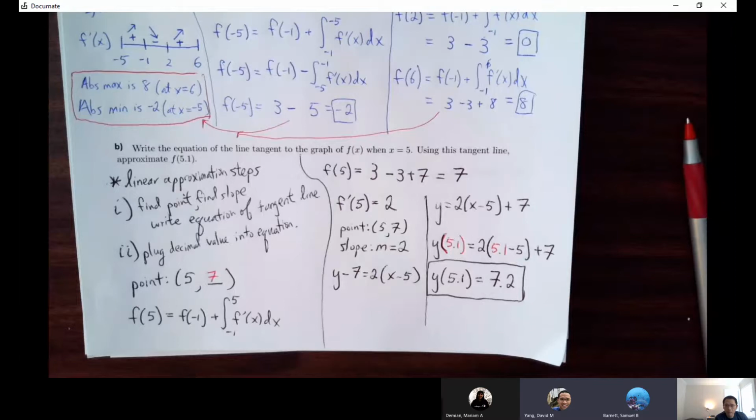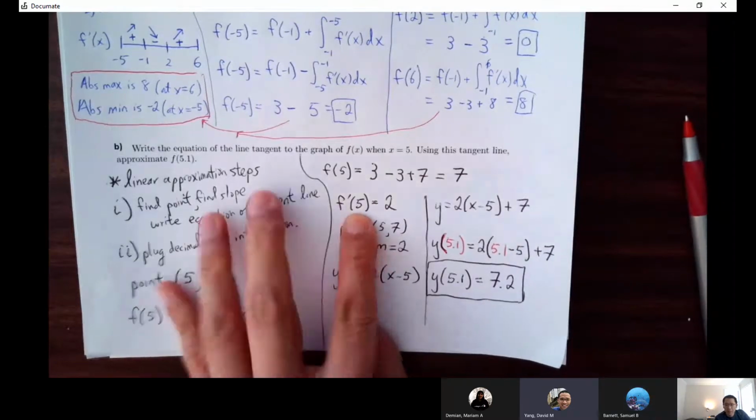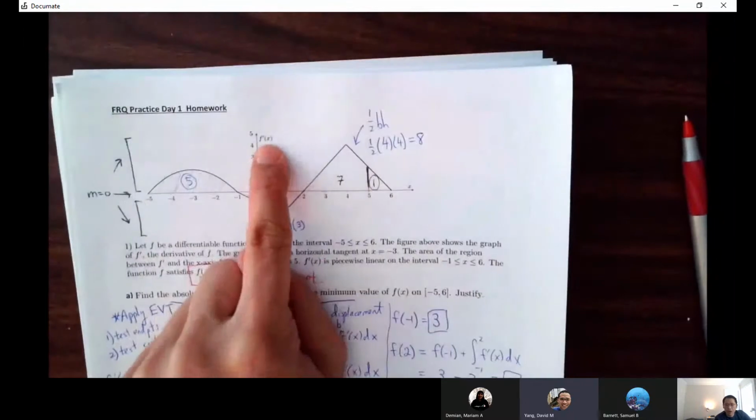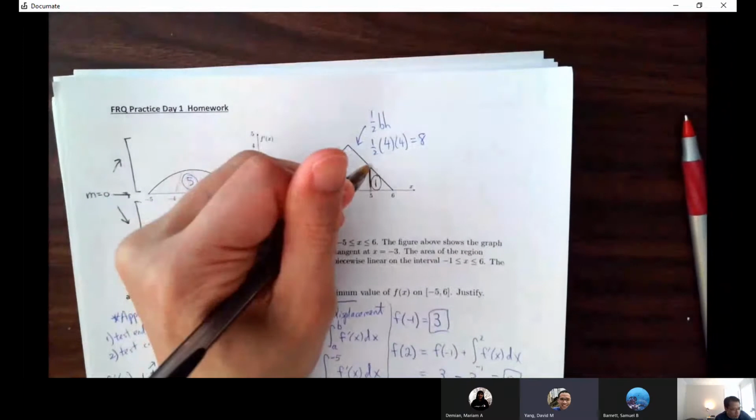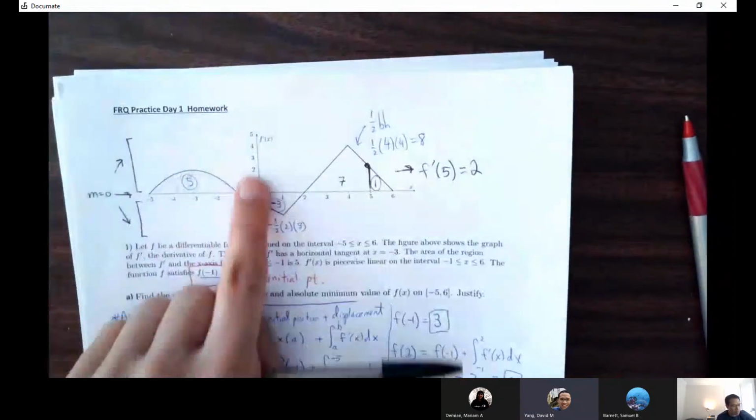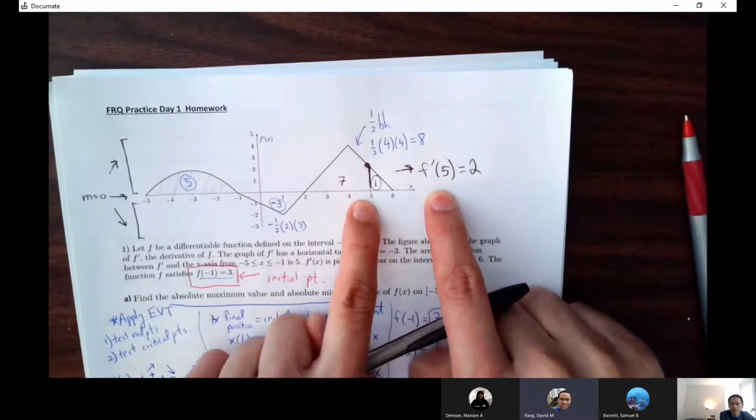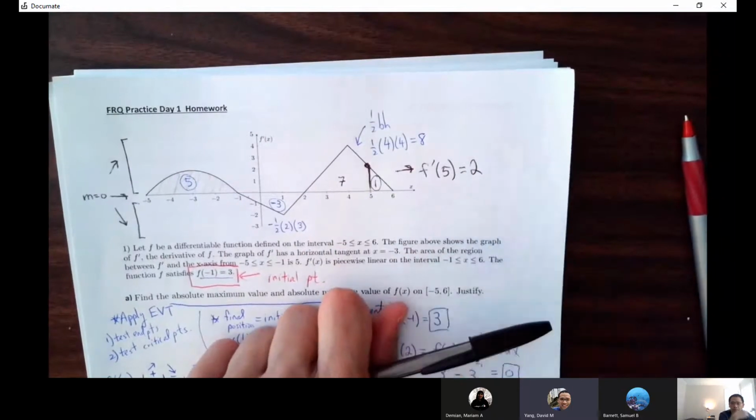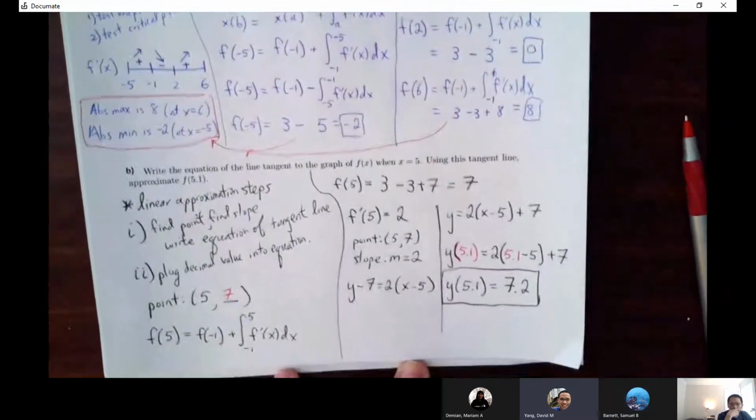Can you go over where you found the slope from again? Sure. So slope is f prime of 5. So this is the f prime graph. So f prime of 5 is just going to be the ordered pair here. Does that make sense? Yes, thank you. Okay. All right. Any other questions with part B?